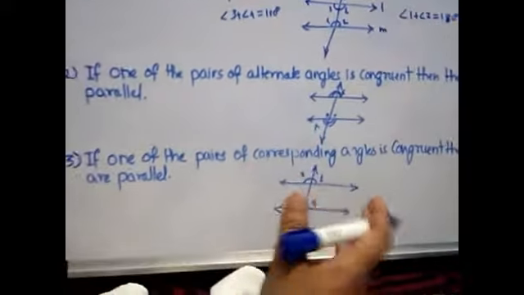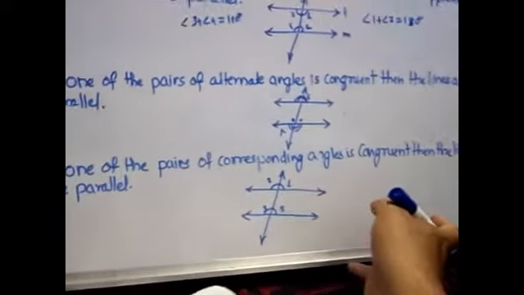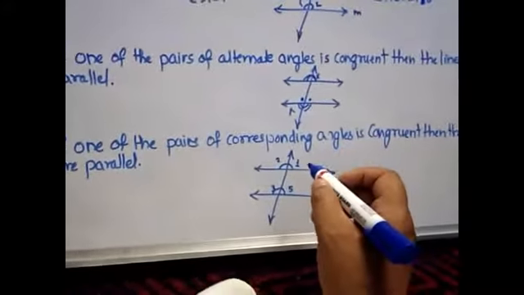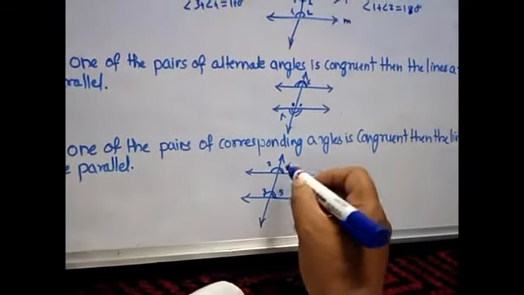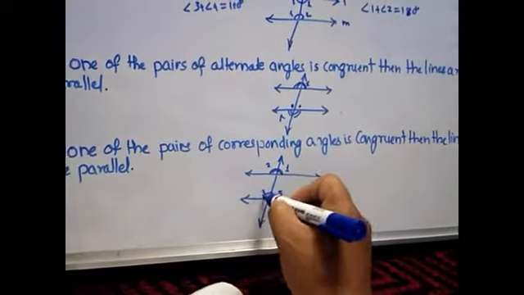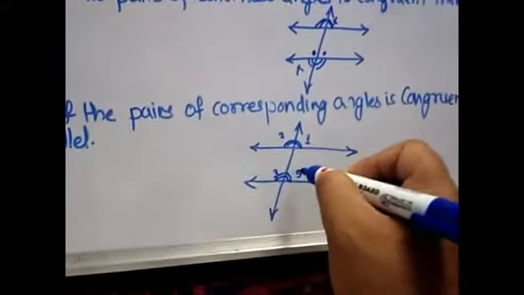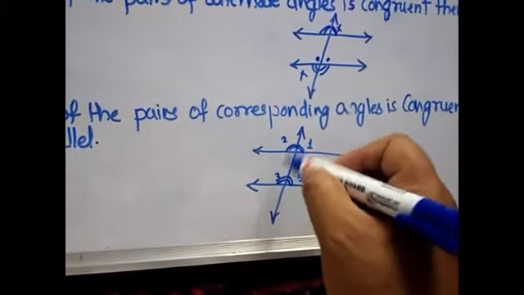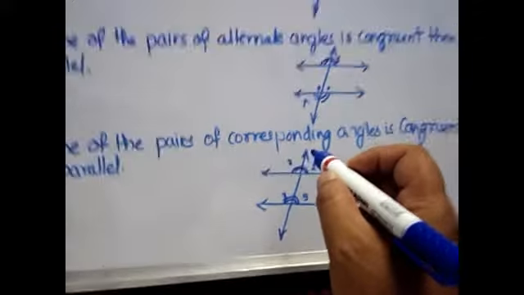And third, if one pair of corresponding angles is congruent, then the lines are parallel. If any one pair is congruent, corresponding, such as 1 and 5, these are corresponding angles, and 2 and 3, these are corresponding angles. If one pair of corresponding angles is congruent, then the lines are parallel.